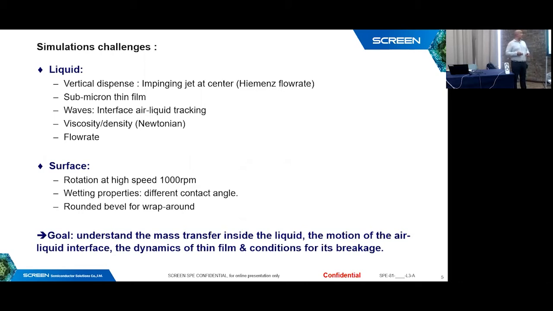The flow rate, and for the surface, we work in rotation, which is a spinner, at high speed, 1000 RPM, and we will check the wetting properties, so different contact angles. What is also important for us is at the edge of the disk, at the bevel, we want to check how the liquid behaves here. If there is some wraparound, that means the liquid will go below, or if there will be some film breakage and droplet generation.